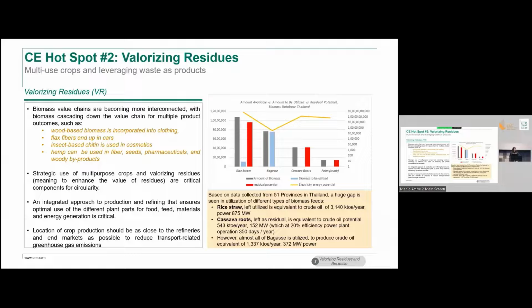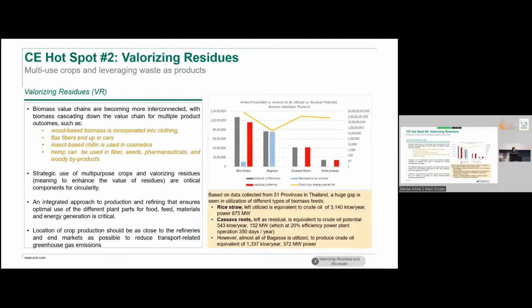However, now as we move to valorizing residues, and allow me to explain a little bit about this topic, you will see that here the gaps exist more in terms of policies rather than the infrastructure, because this is a topic which is very new to EEC and to Thailand. So what does valorizing residues even mean?